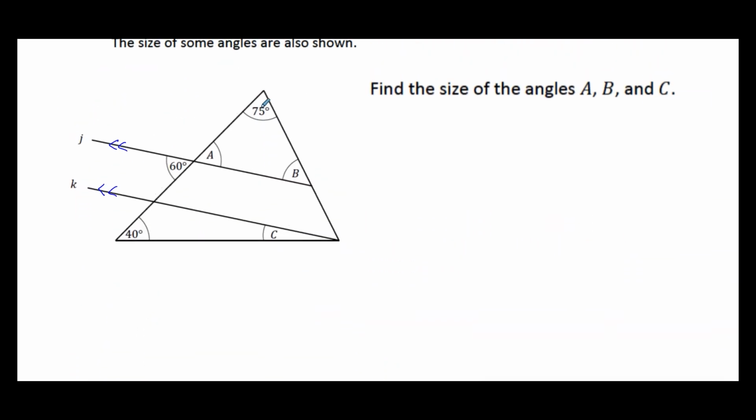And we can see 75, 60, 40. Therefore, find the size of the angles A, B, and C. So we kind of need to remember the knowledge that has to do with our angles. So here, first, what we can identify, this is where I have angle A, and this is my letter X.